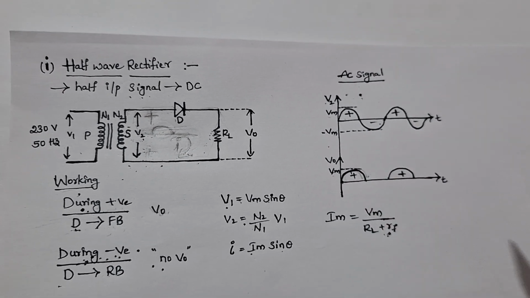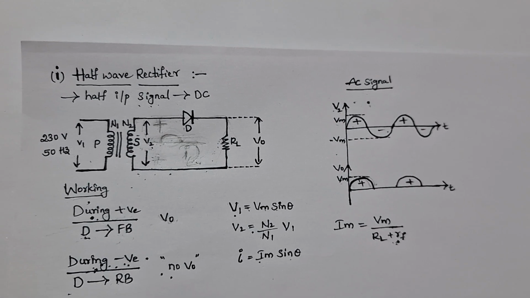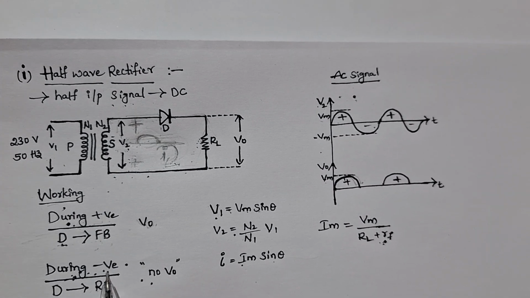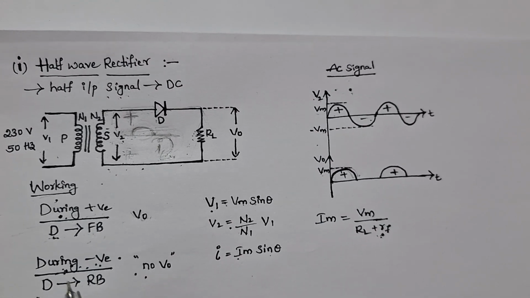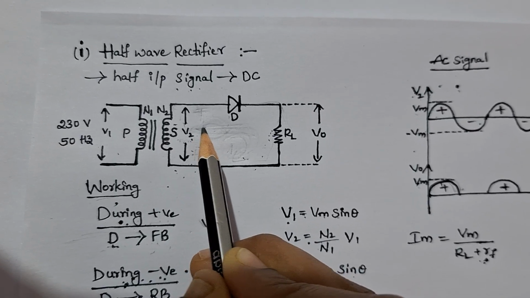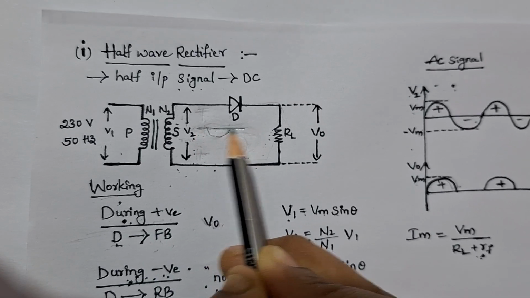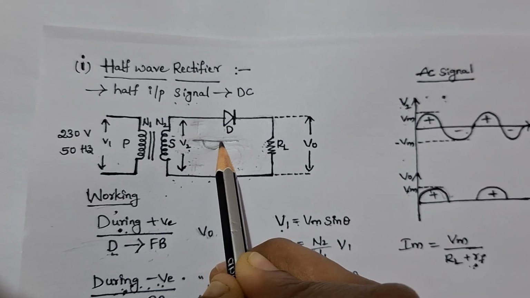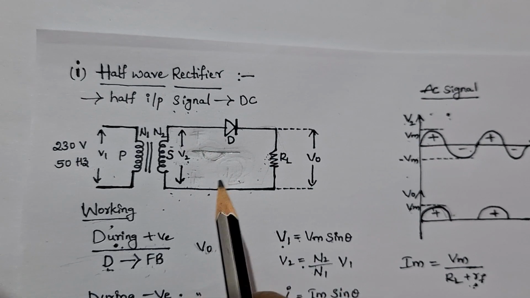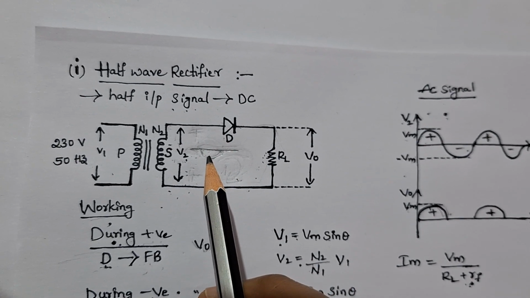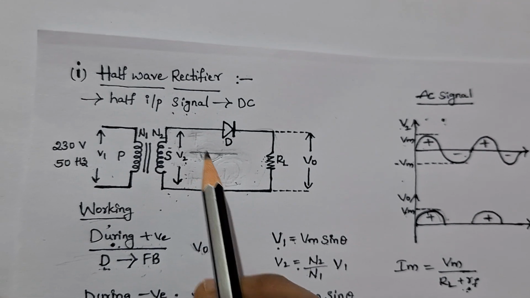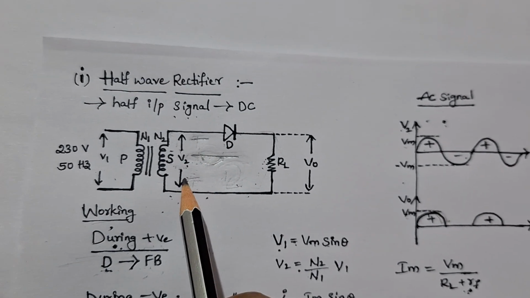Now next, during the negative half of the input cycle, the negative half will appear across V2. Now let us see the negative half of the input cycle. The negative half of the input cycle will appear across V2. The polarity will be negative and positive.